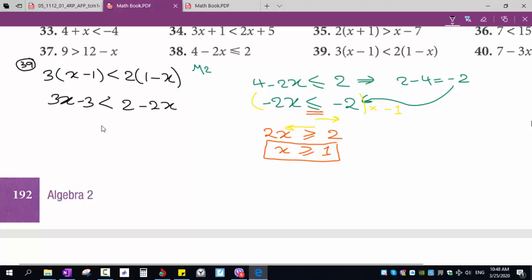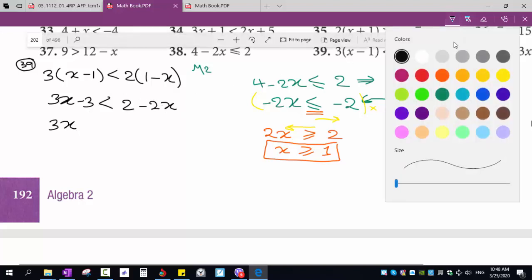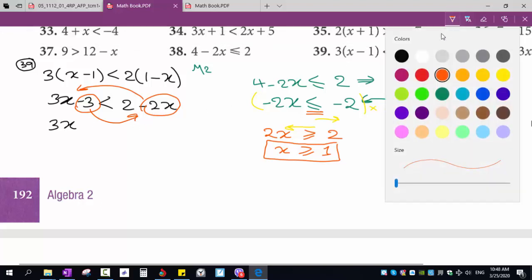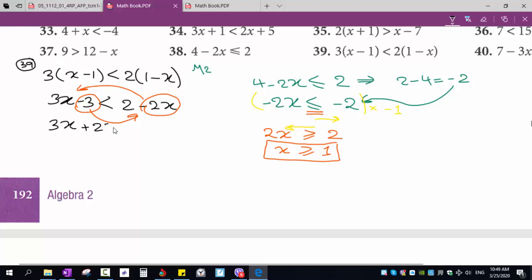Now, no brackets. All you have to do is keep letters on one side and numbers on the other side. Now, we have to send this negative 3 to this side. It becomes positive 3. And this negative 2x to this side. So let's mark them. This negative 2x goes to this side because we want to have x's on the one side. And this negative 3 comes to this side, so it was negative, it will be positive. Then that's how it looks.